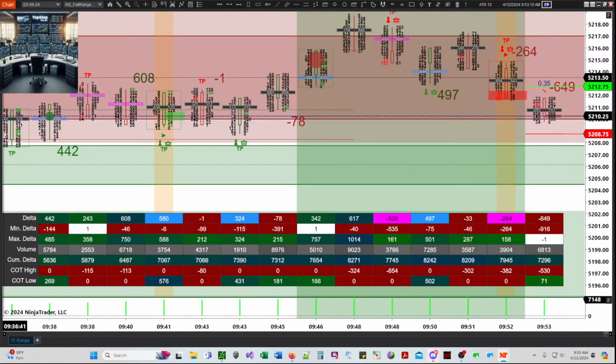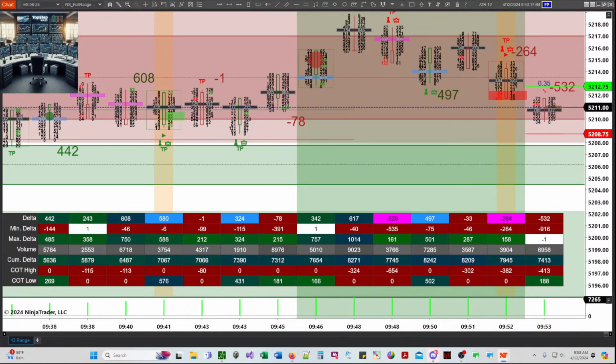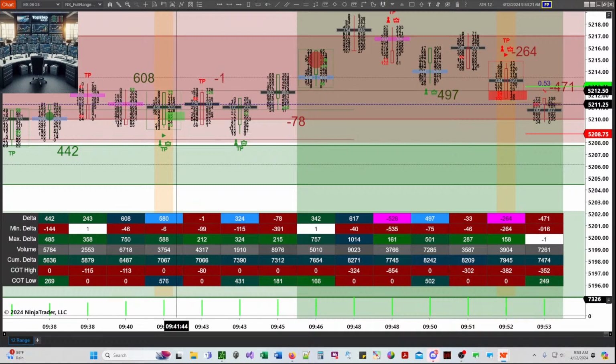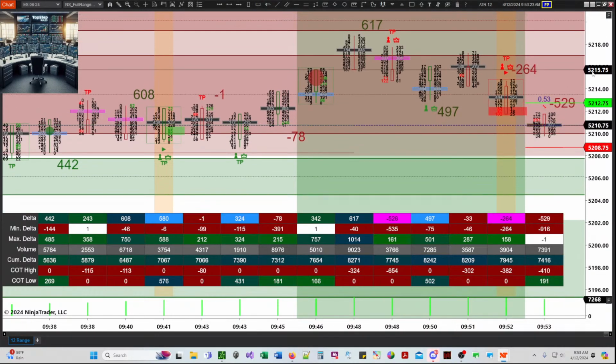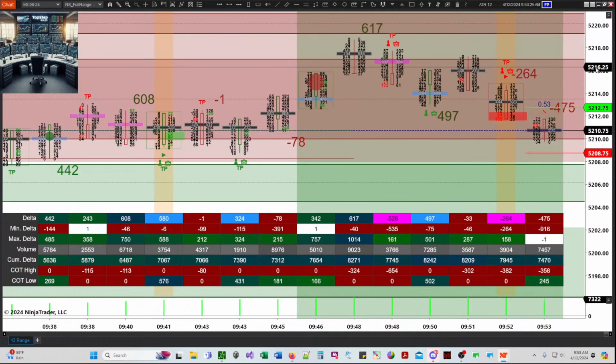By the way, guys, I am looking at a 12R now. Just having two different time frames up on the screen might confuse people, so I just decided to go with a 12R. A little bit quicker on the signals.